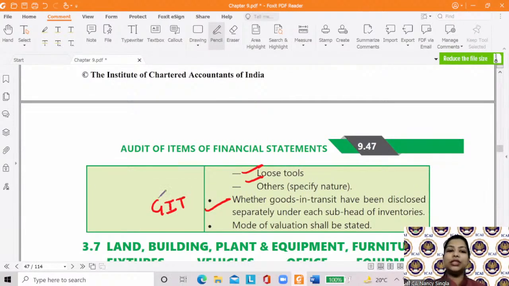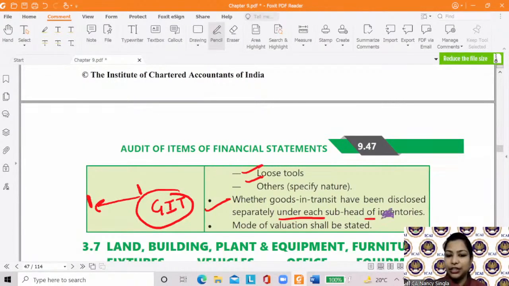If there are certain goods in transit, which you sent to the warehouse but are neither with the warehouse nor with you, goods in transit, then whether that has also been considered and disclosed separately under each head. And last but not the least, the mode of valuation shall be stated. How did you value it? Whether you did it on FIFO or weighted average, for each class how you did the valuation. How simple it is, right?